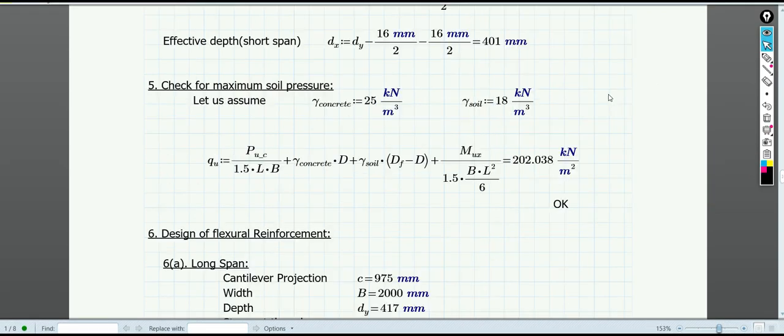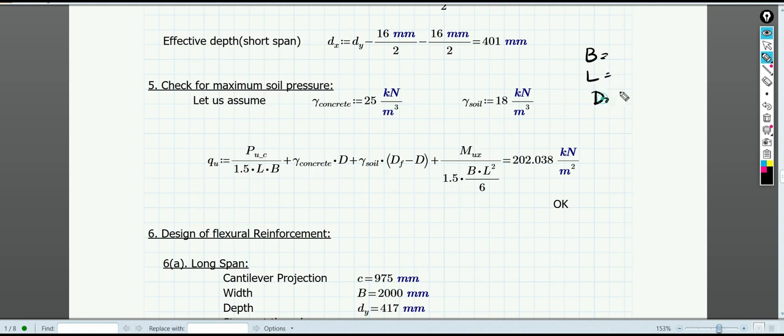Okay, so now let us find out what the maximum soil pressure is because of the loading as well as the dimensions that we have taken. So for our case, the dimensions B and L we have already considered, right? And the D also we know now.